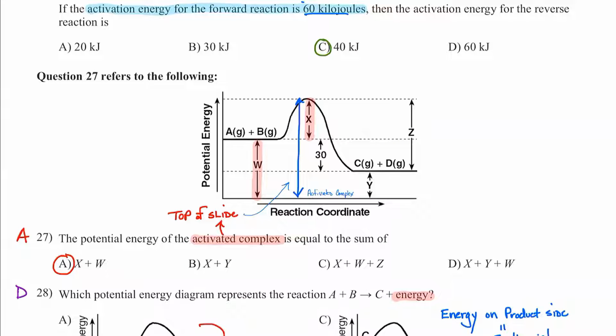Okay, and I can see that X, which is the potential energy, the activation energy of the forward reaction, is the energy I need to get to the top, plus Y, which is the potential energy of my reactants. If you add these distances together, you will get the activated complex. So you have to know the activated complex is the total energy to the top of the hill. And the two lines that add up to that total blue line are X and W. That's why 27 is A.